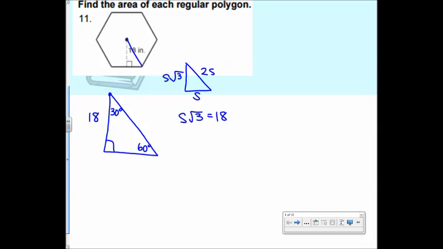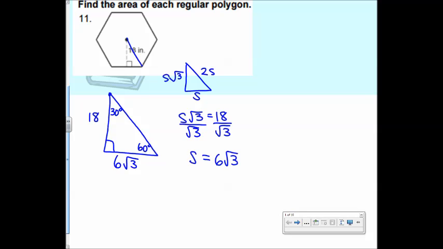Divide by root 3. And you can do this a couple different ways. You can do it on your calculator and get a decimal, or you can write it in math print mode, and then it gives you a simplified radical. I don't really care which way you do it. I'm going to do it in simplified radical form. So it ends up giving you 6 root 3. So this right here is 6 root 3.